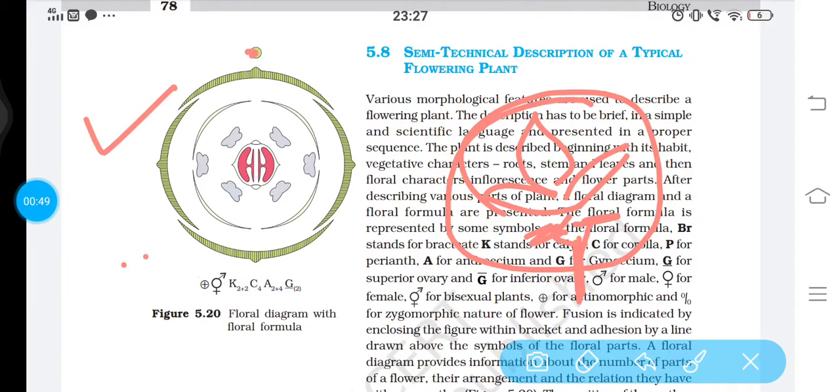This point which you are seeing here is representing the mother axis. Mother axis means suppose this is the flower and we are studying the structure of the flower from this point. We will study the structure of the whole flower from this point, then this position would be called the mother axis.